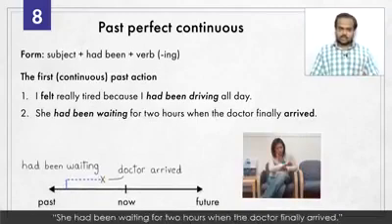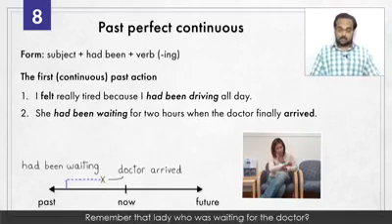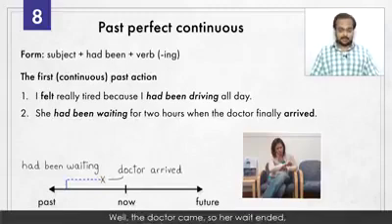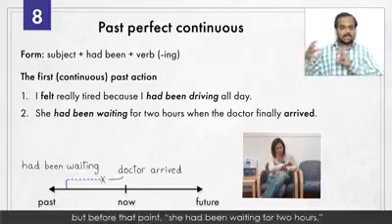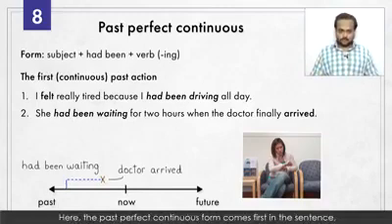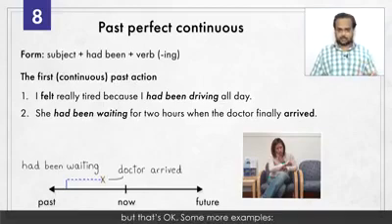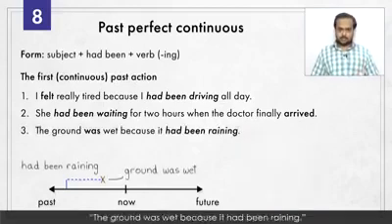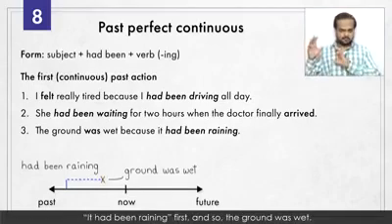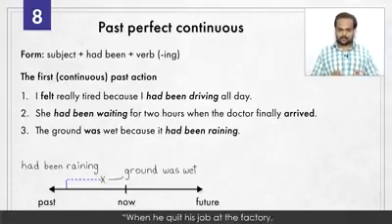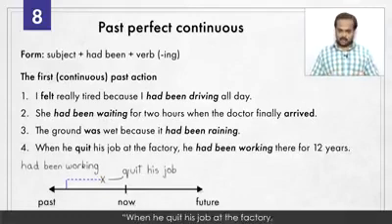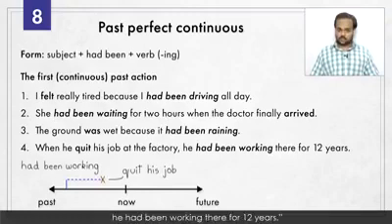Here's another sentence. She had been waiting for 2 hours when the doctor finally arrived. Remember that lady who was waiting for the doctor? Well, the doctor came, so her wait ended, but before that point, she had been waiting for 2 hours. Here, the past perfect continuous form comes first in the sentence, but that's okay. Some more examples. The ground was wet because it had been raining. It had been raining first, and so the ground was wet. When he quit his job at the factory, he had been working there for 12 years.